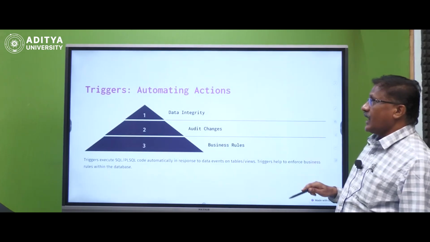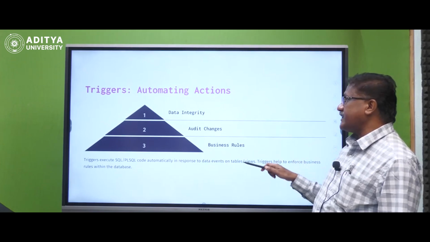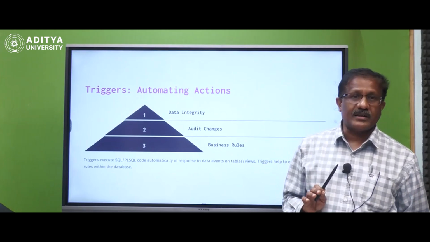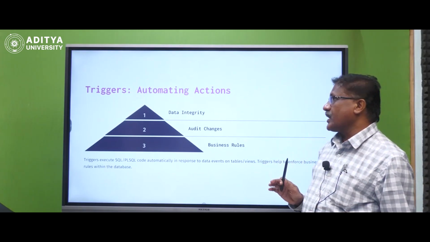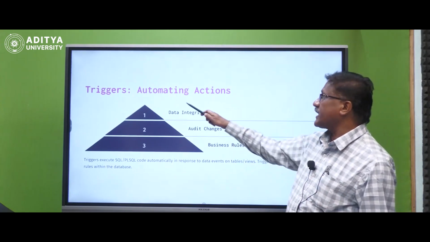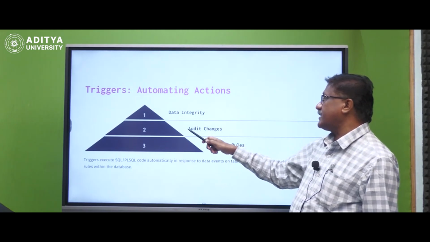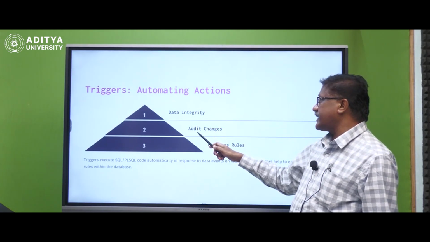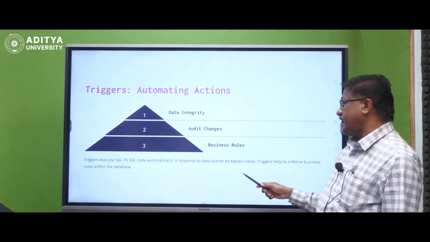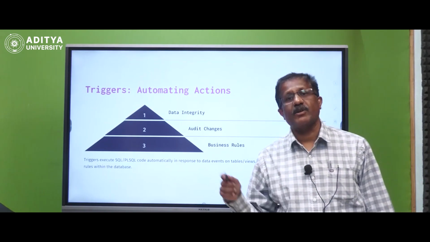Another one is trigger. Trigger is nothing but an event. It automates the action. There are table level and column level triggers, and before and after, whatever the actions we are going to perform, it will automate the actions. There are three things here: data integrity, audit changes, business value. Triggers execute SQL and PL/SQL code automatically in response to the table. For example, once you press the button, this action will be performed.